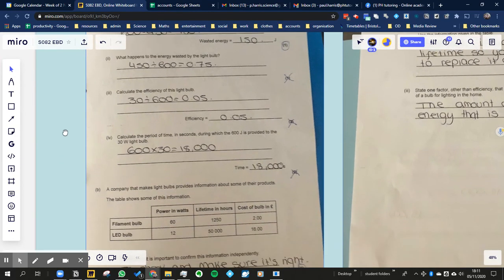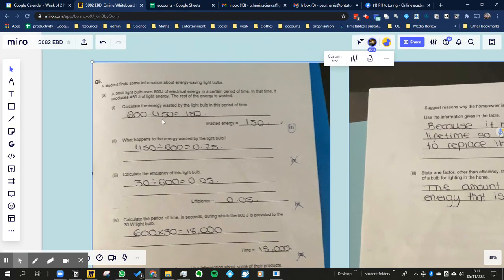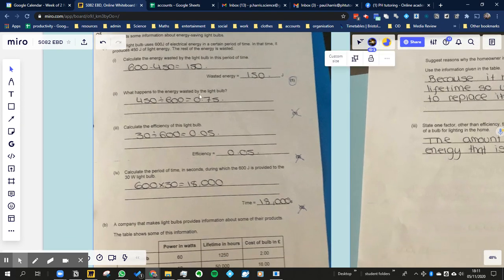So let's just look at question 5 then. The first one is good. It says calculate the energy wasted. Well, if it uses 600 and it produces 450, then the rest of it must be wasted. So you're just going to take them away. So take away 450 from 600, 150. Good.